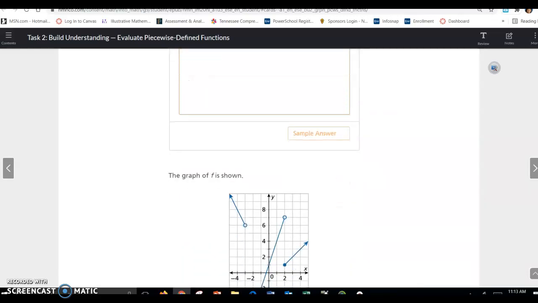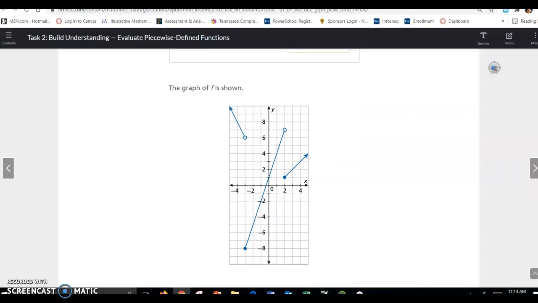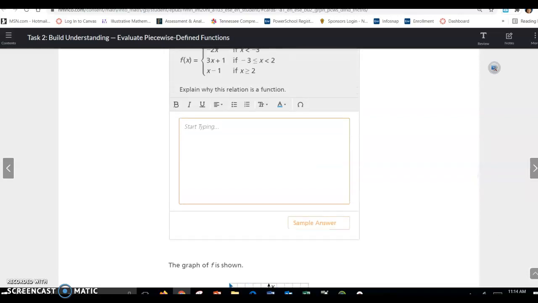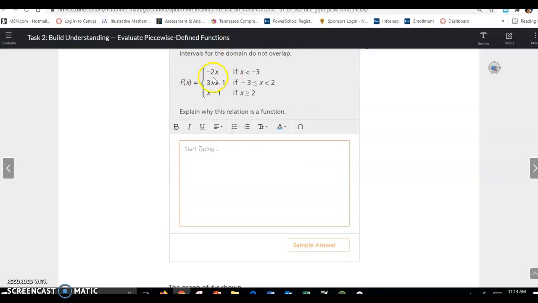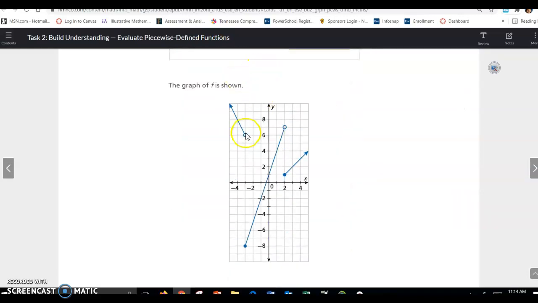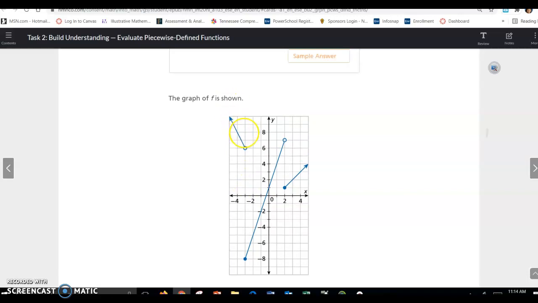And that's why it's a function. All right, so if we want to graph this function, you can see the first one is -2x, and that's for x less than -3. So if you come down here and see -3 is here, and it's got an open circle to show that -3 is not included, but that's what that piece of the line would look like.